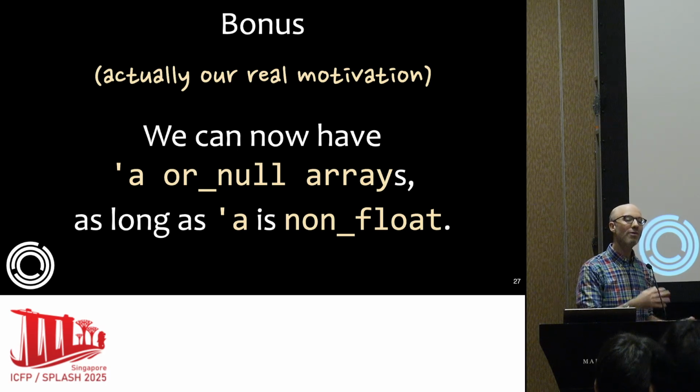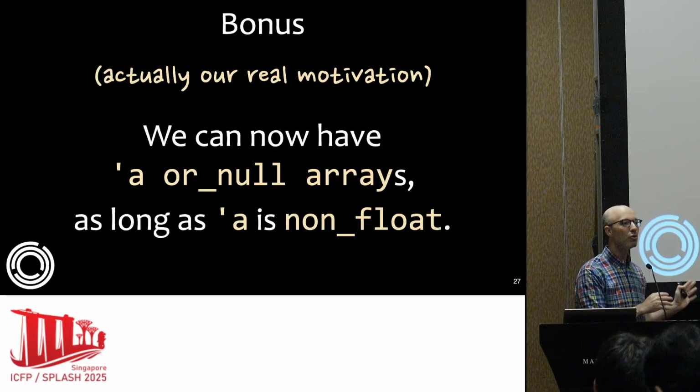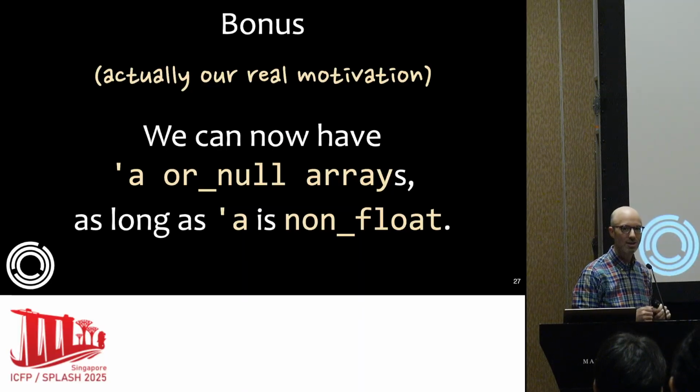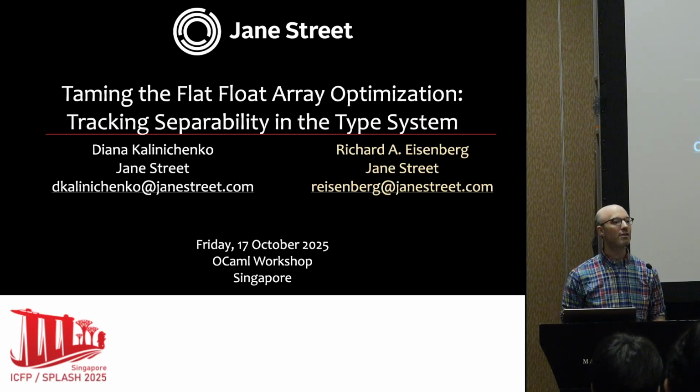And so what we had for many months is that we couldn't have float or null, but we wanted to have that too. And so now, because of the separability tracking, we can move the challenge and say that we can have float or null, and we can have other or null arrays. We just can't have float or null arrays. Okay, so that's the real internal motivation, and I believe that's it. Thanks very much for your attention.